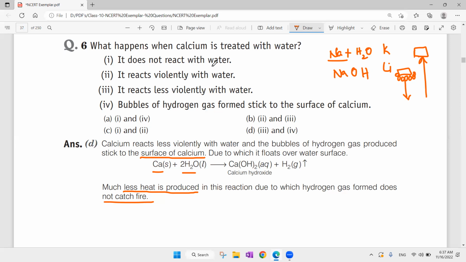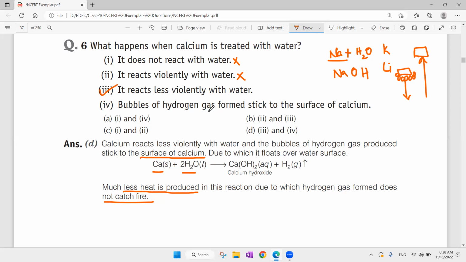Now, does it not react with water? No, it will react with water. Eliminate this: it reacts violently with water. No. Calcium, magnesium, zinc will be reacting less violently with water. It reacts less violently with water. Yes, this is correct.